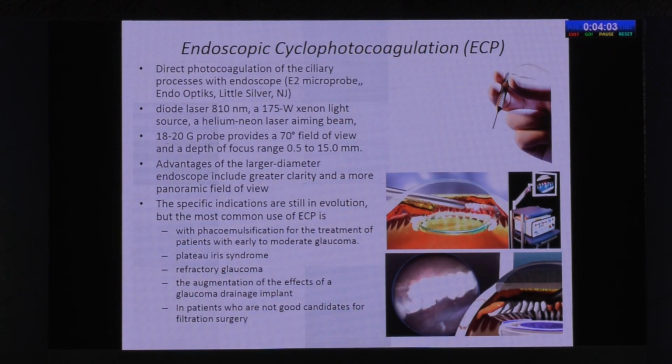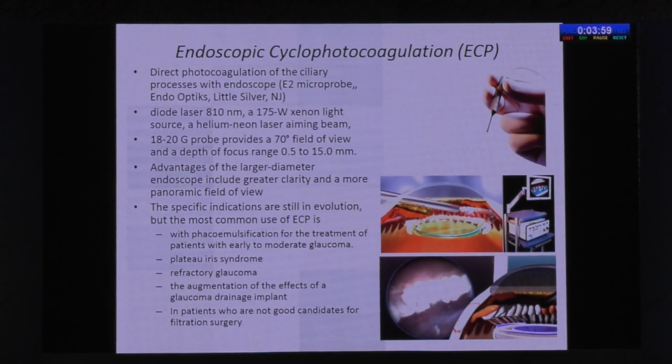What you can see is that up to 70 to 80 degrees of ciliary processes are visible, and they can be coagulated under direct visualization. If you use a thicker probe, you can access a bigger area. Though the indications are still evolving, it can be used with phacoemulsification for treatment of mild to moderate glaucomas. It can be used in plateau iris syndrome, and it can also be used to augment the effect of GDD and in patients who are not very good candidates for filtering surgeries.